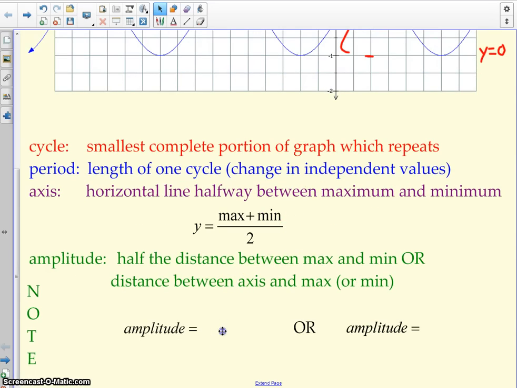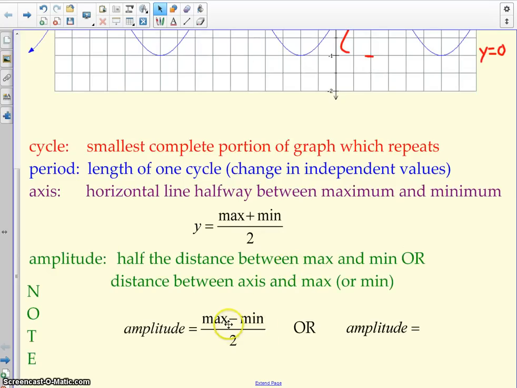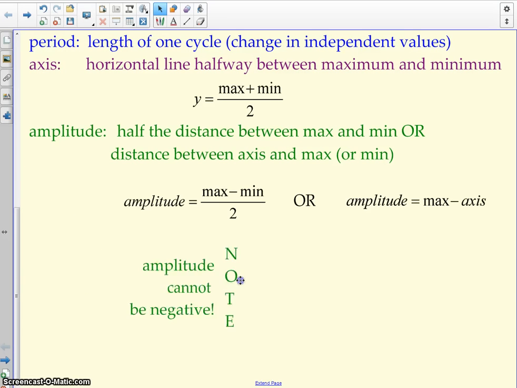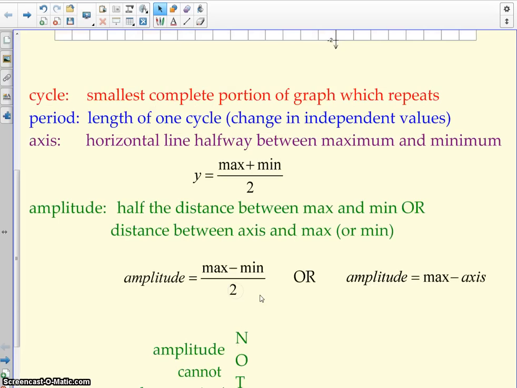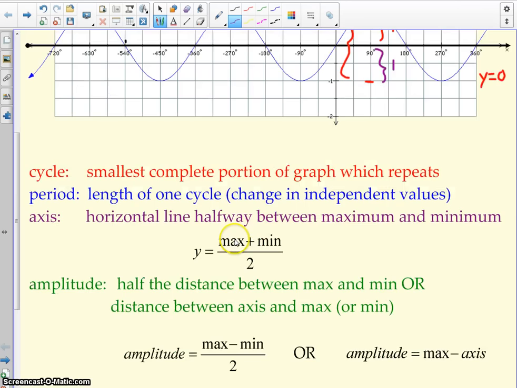Okay, two ways you can calculate that. You can take your maximum value, subtract your minimum value, and divide by 2. Or if you have your maximum value, you can subtract the value of the axis from there to get your amplitude. So two ways of calculating that one. And the other thing I want to note here, the amplitude is technically a distance, so it cannot be negative. Okay, it's a physical distance. So even if, let's say, you're counting down from the axis down to the minimum here, this is a distance of 1. You wouldn't say it's negative 1 even though it's going down 1. The overall amplitude here is 1.